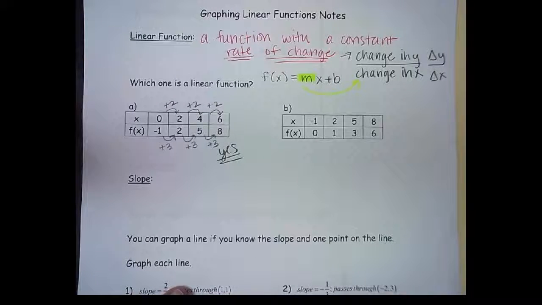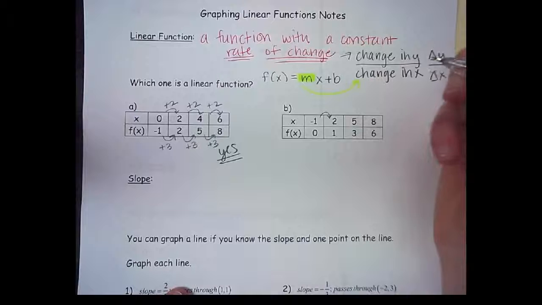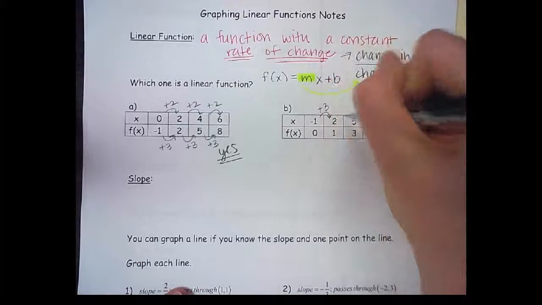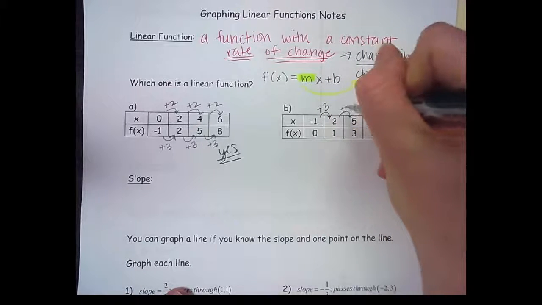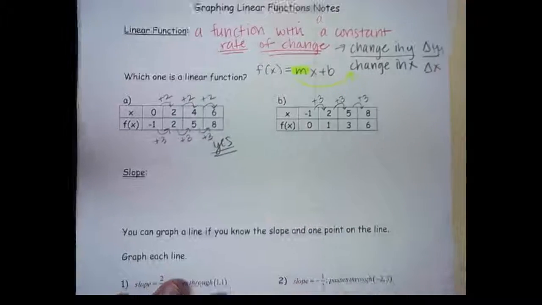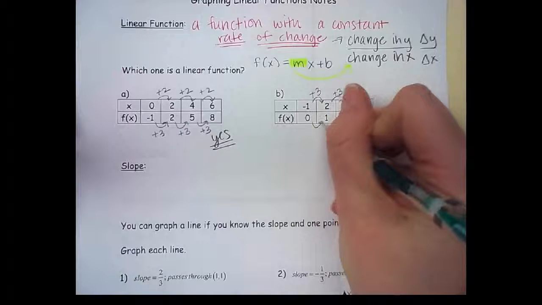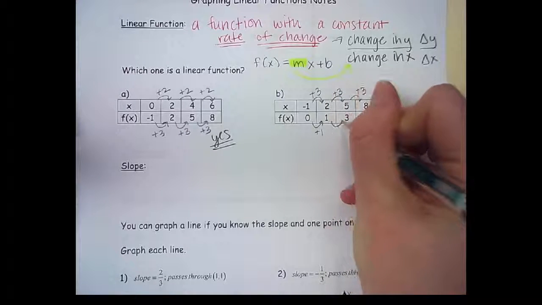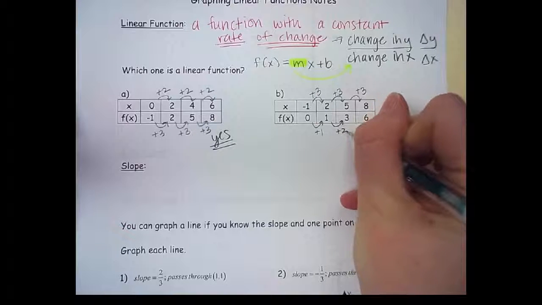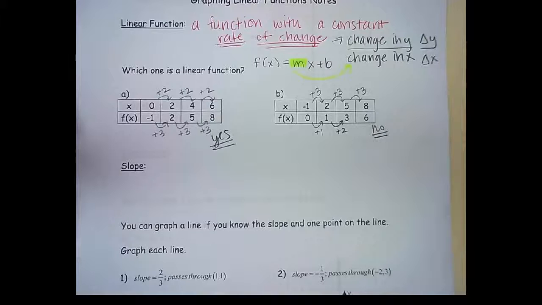Okay, on B, how do I get from negative 1 to 2? Plus 3, 2 to 5, and 5 to 8. You guys are so awesome. On the y's, how do I get from 0 to 1? Plus 1, 1 to 3, plus 2. Is it linear? No. As soon as you see that it's not constant, then it's not linear.